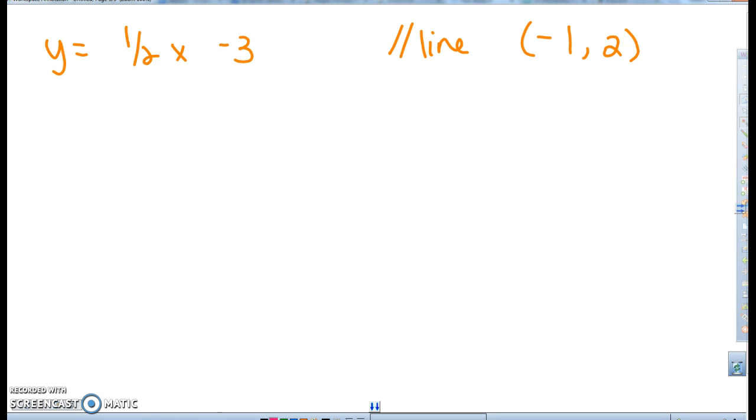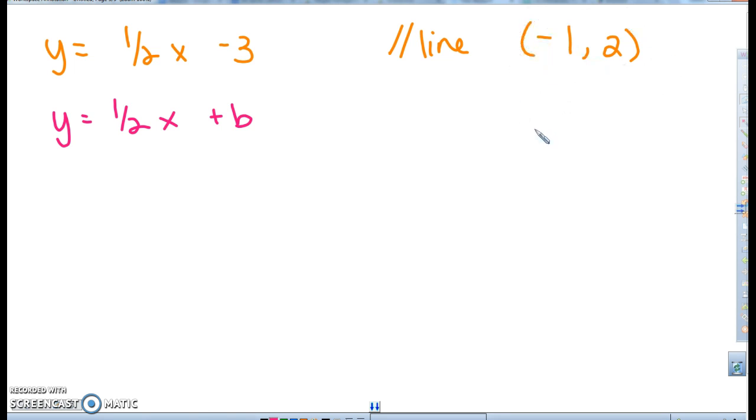So the first thing we know about parallel lines is that any line is parallel if it has the same what? Good, slope. So I'm going to start with that same slope, y equals 1/2 x plus some b. And I'm going to say plus b. I'm not going to make up a b right now because I'm looking for it to pass through this point.